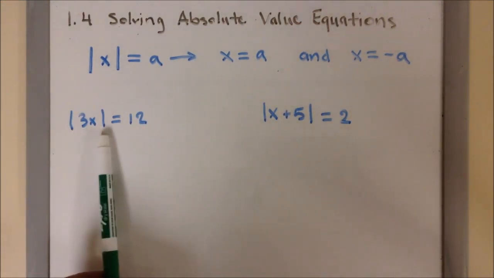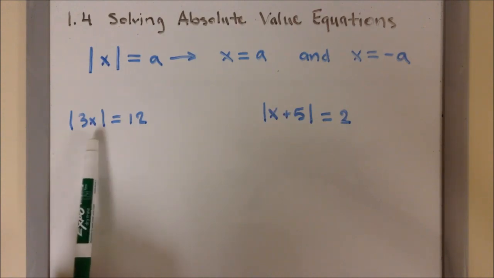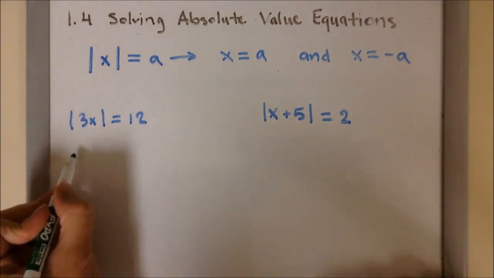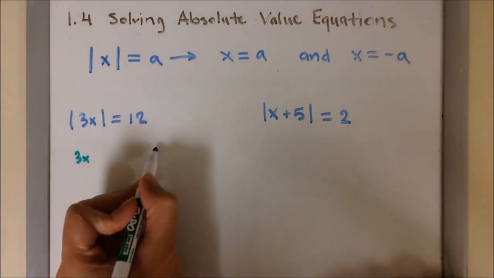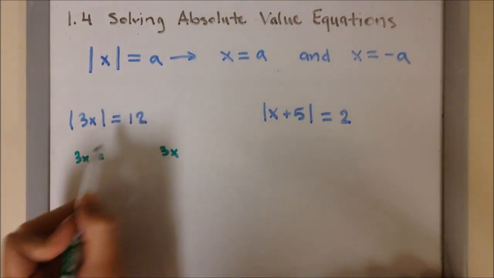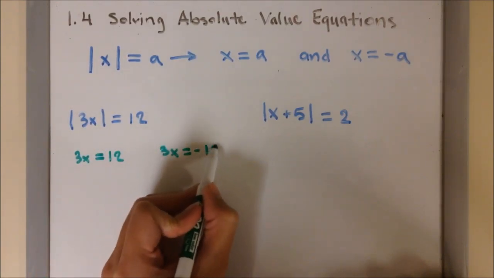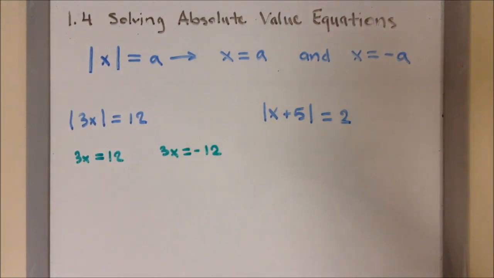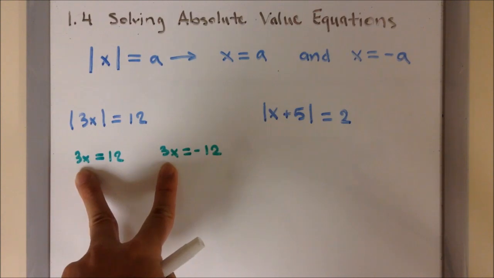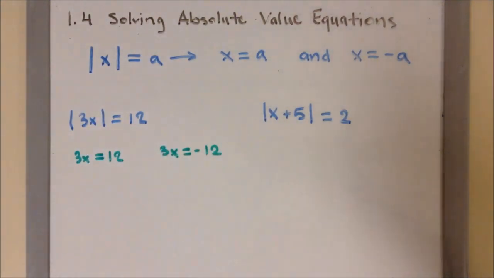Example 1, the absolute value of 3x equals 12. Looking at it, the absolute value is by itself, so I can rewrite it as two equations. So 3x here, and 3x over here, equal positive 12 here and negative 12 here. So there are my two equations. All I did was rewrite the inside twice, have it equal positive 12, and have it equal negative 12. That's all I did. Now I'm going to solve for x.